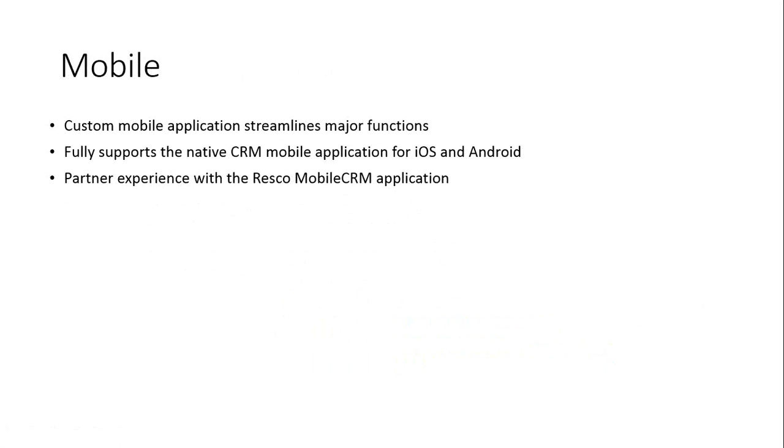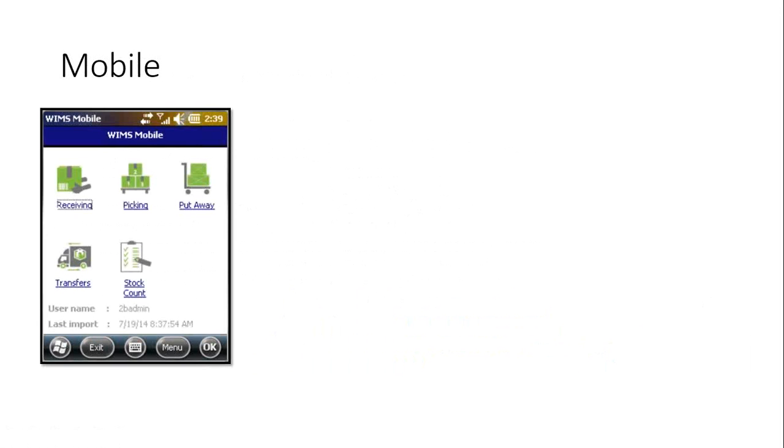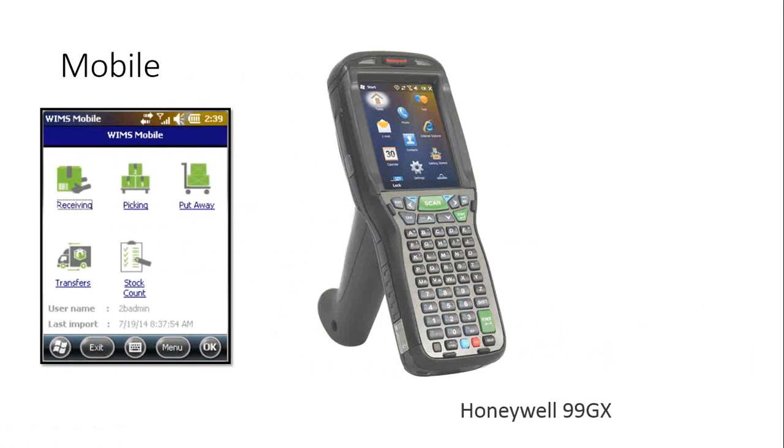We also have extensive CRM application if you want a hybrid approach or a more customized product for your mobile needs. This is a screenshot of the custom-built application running on a rugged Windows mobile device built for warehouse scanning at mass volume. In this case, the Honeywell 99GX, though we do support a number of other different models.